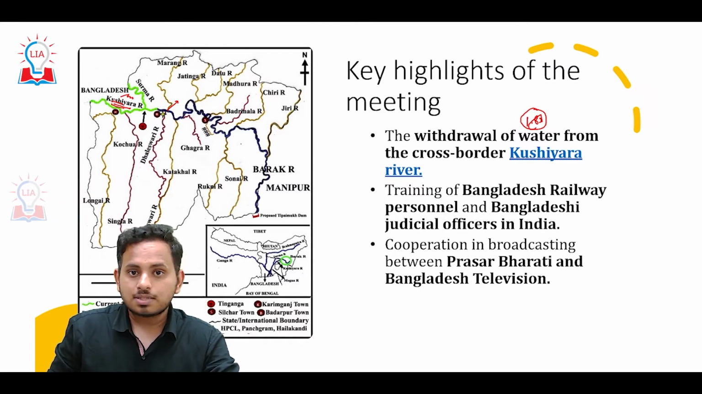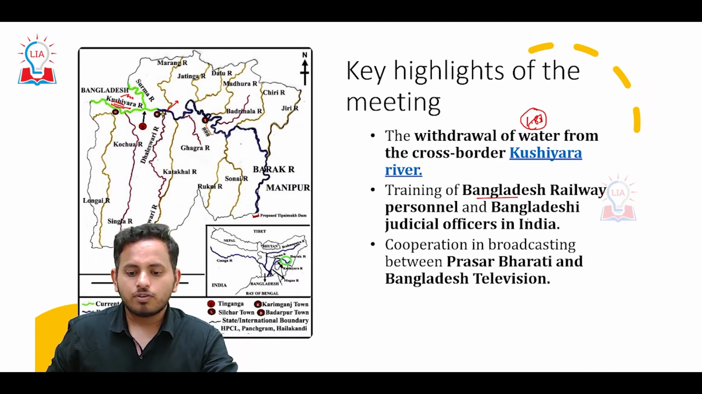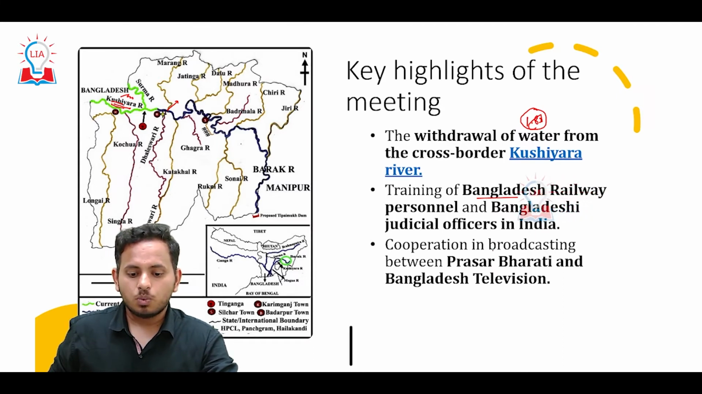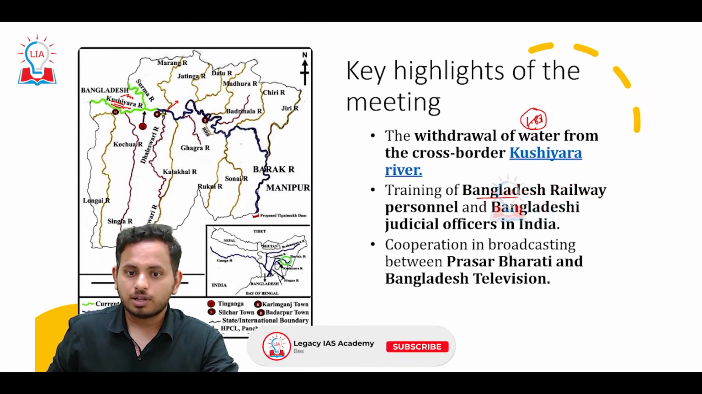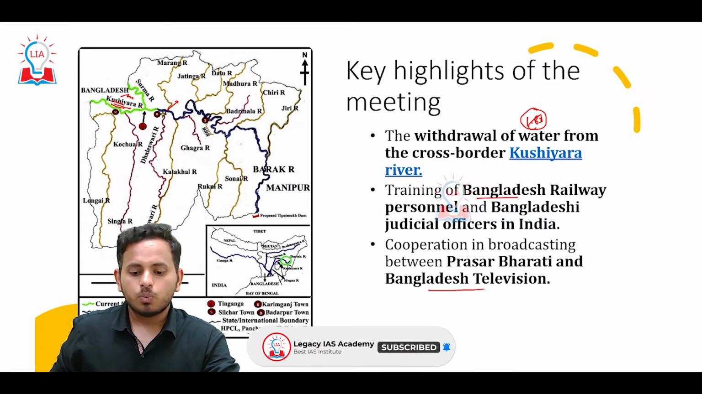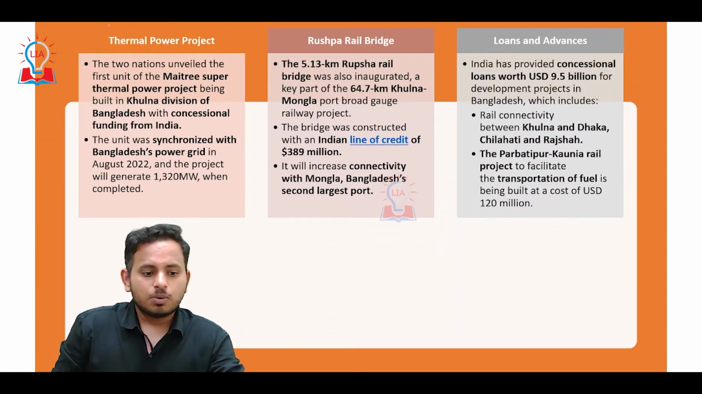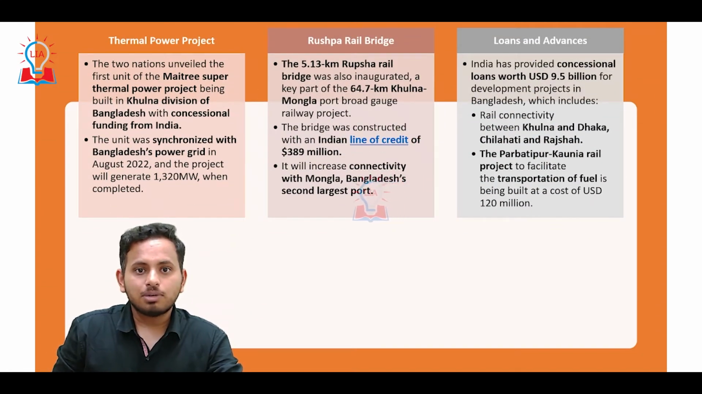So this agreement was signed with respect to the interstate Kushiara River, and India also agreed to train the railway officials of Bangladesh. Bangladeshi railway officials will be trained in India, and Prasar Bharati, the official broadcasting partner of the government, which is also a PSU, signed an agreement with Bangladeshi television. Apart from this, there was also an agreement on thermal power.